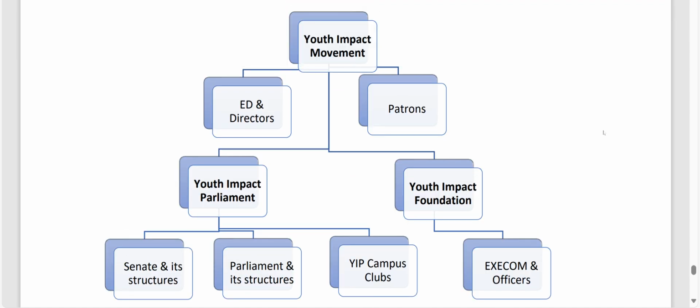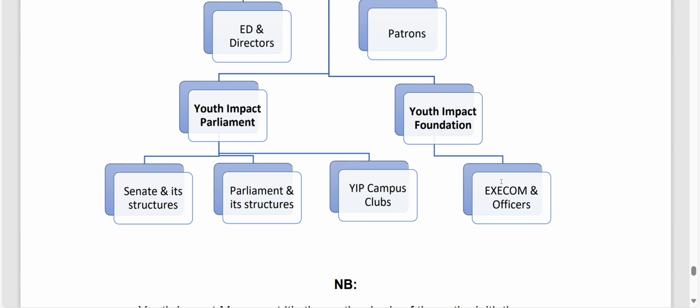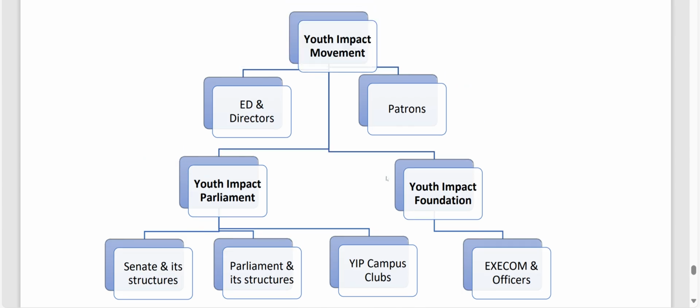The last thing to talk about is the organogram. Please, I hope you are looking at the organogram. This is the organogram of Youth Impact Movement. You can see the movement is at the top, and then under it we have the executive board. It's supposed to be EB, not ED. So that correction we made: it's supposed to be EB, executive board, and directors on one side and patrons on the other side. Then the foundation, under which you have execom and officers. And under the parliament, you have Senate and its structures, parliament and its structures, and the YIP clubs.